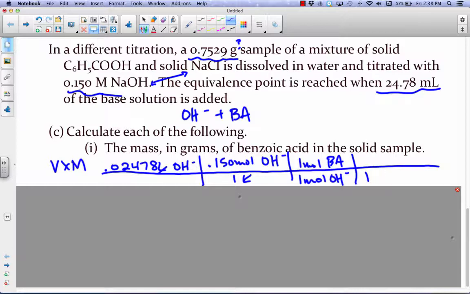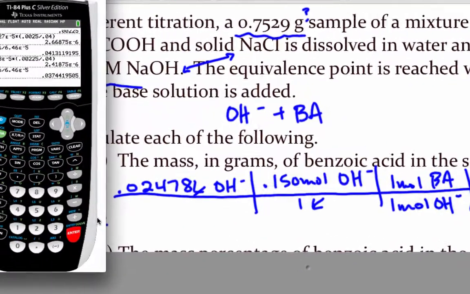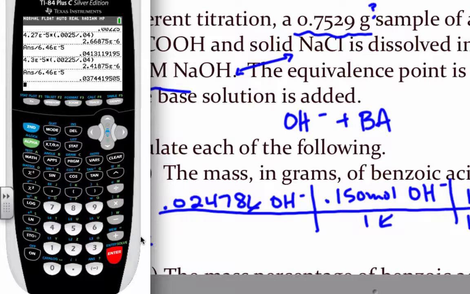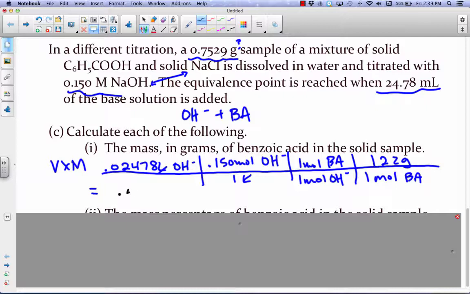And now I can get to grams. 1 mole of benzoic acid has a molar mass of 122 grams. So now it's just time for a calculator. So we get 0.02478 times 0.150 times 1, and then times 122, and in the denominator we have 1 times 1 times 1. So the mass in grams of benzoic acid is 0.453474, so 0.453 grams of benzoic acid.